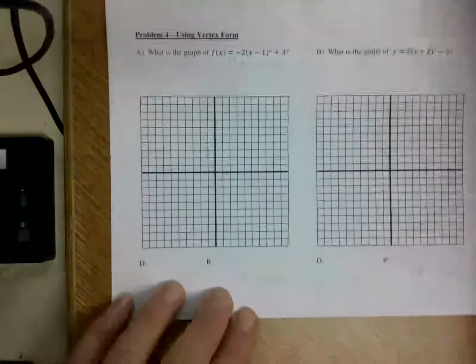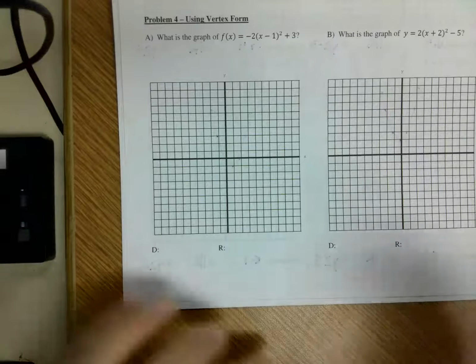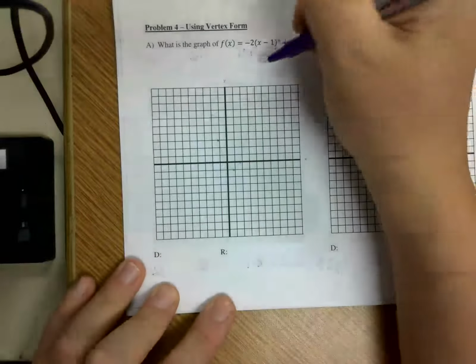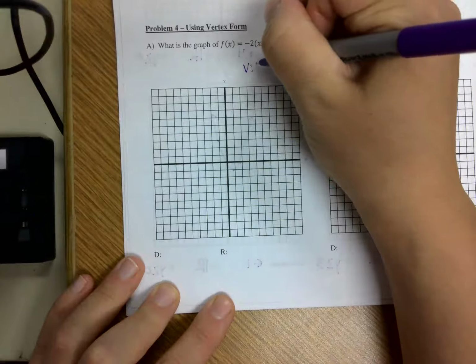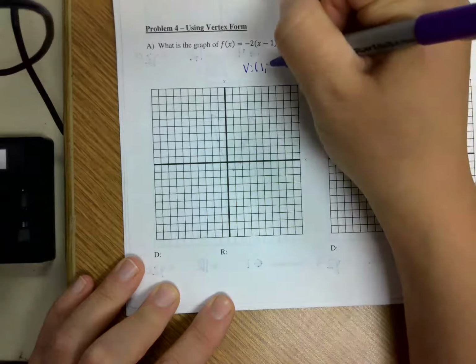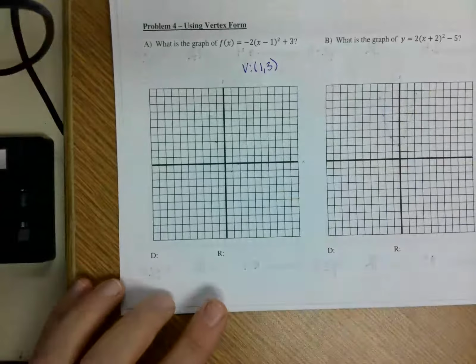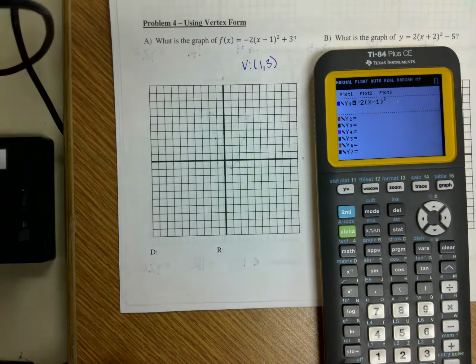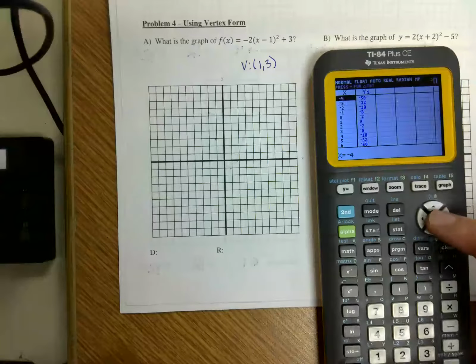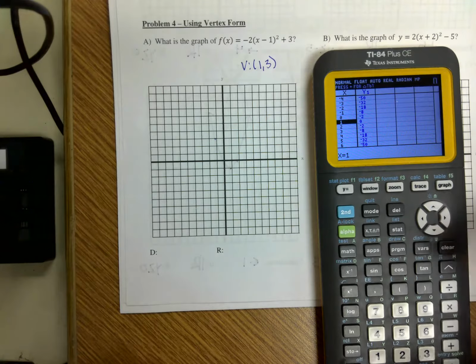And finally, if I'm looking at this, I can graph this. Now, first, before I do anything else, I can find my vertex. And this is where you might want to do this so that you know what numbers to plug into your calculator. So now I'm going to go second graph to get to my table. So I want 1 to be kind of in the middle.